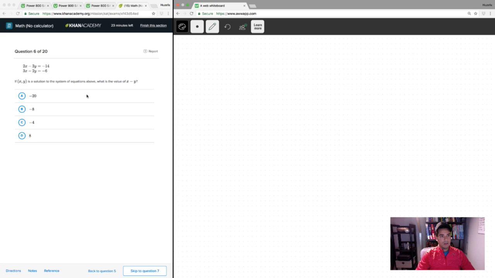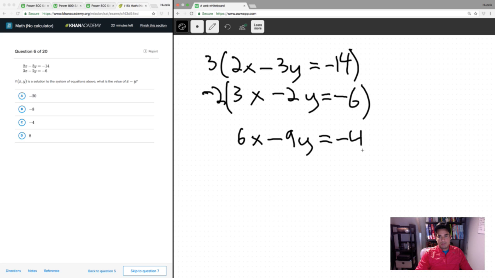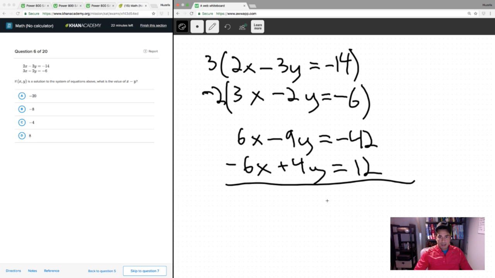Let's go with this one. This is 2x minus 3y equals negative 14. And this is a system of equations that we have to solve. 3x minus 2y equals negative 6. I'm going to match up so we need to get x and y. I'm going to use elimination. We'll match it up in this way. I'm going to multiply the top by 3 and the bottom by negative 2. And we got 6x minus 9y equals negative 42. And the bottom we got negative 6x plus 4y equals positive 12, right? Times the negative 2. And now we add these together. These x's cancel out. Negative 5y equals negative 30.